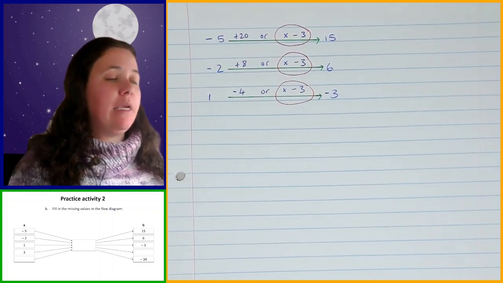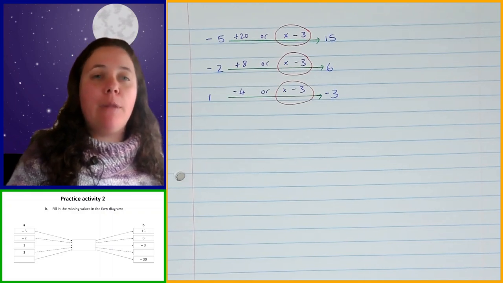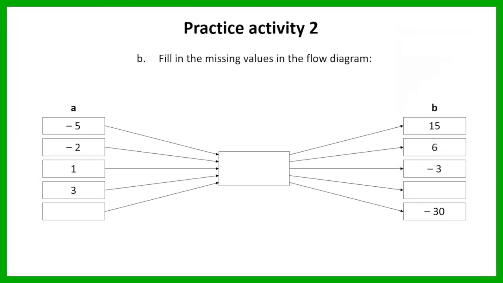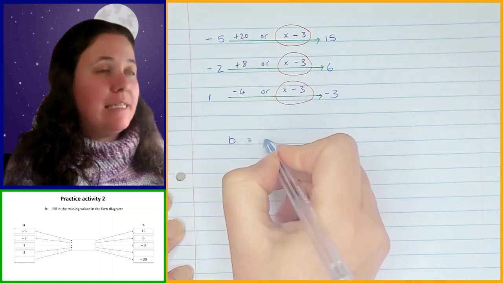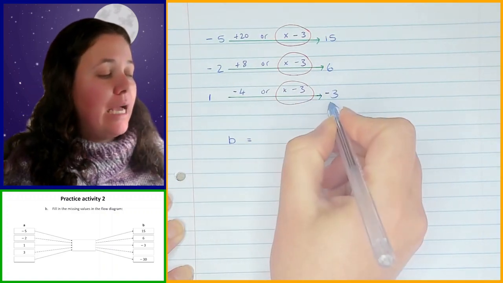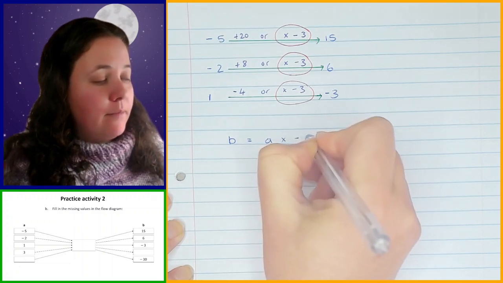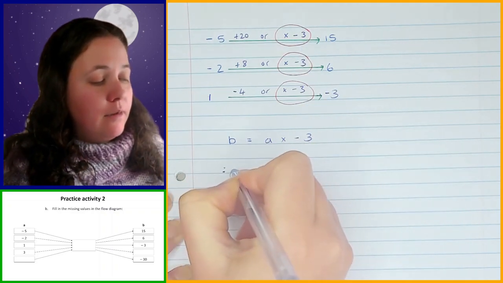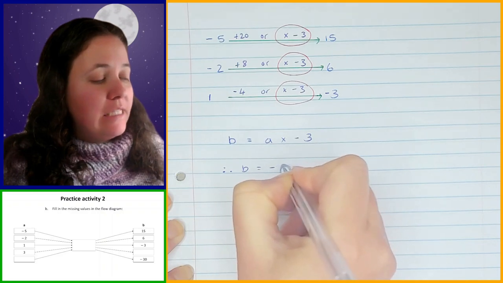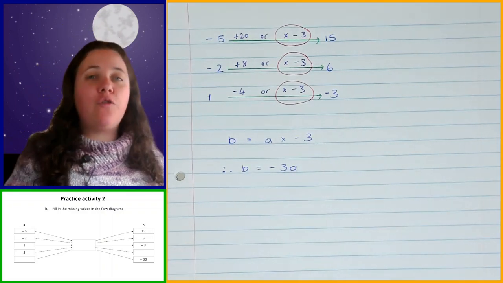So our rule is that our output is equal to our input multiplied by negative 3. Let's have a look quickly at that flow diagram again. Over here, my input is A and my output is B. So it's not going to be x and y in this one, it's going to be A and B. You need to pay attention to that. So my output, which is B, is equal to A times negative 3, because that's what I was doing for each of those. That can be written as B equals negative 3A. So that's what you should have got for your rule.